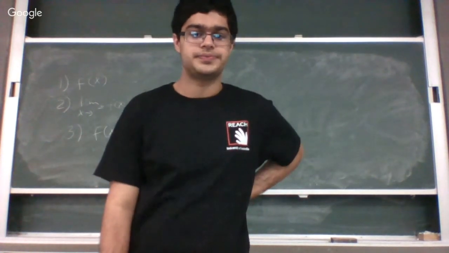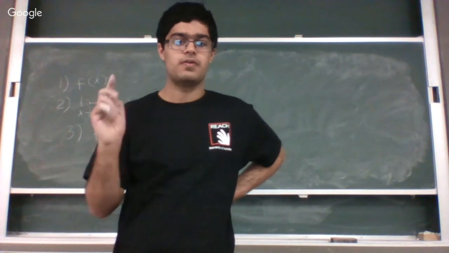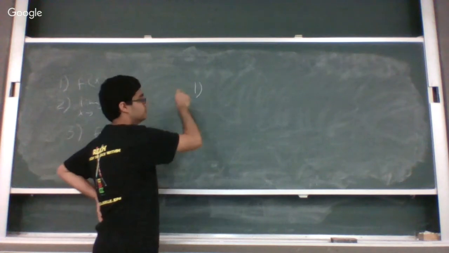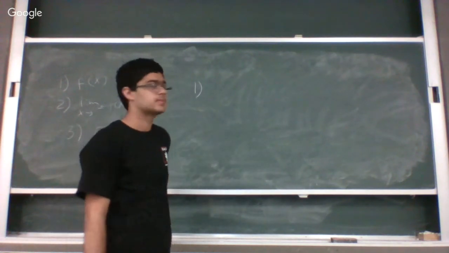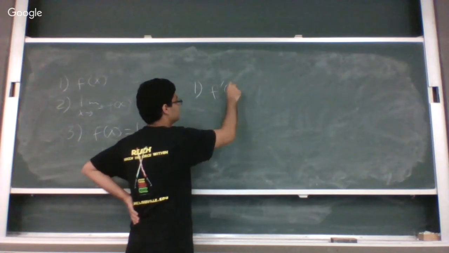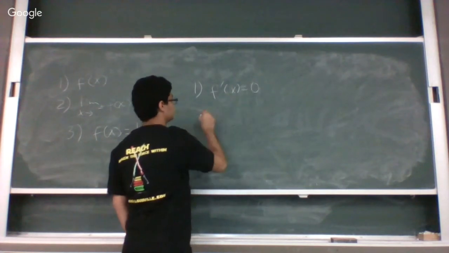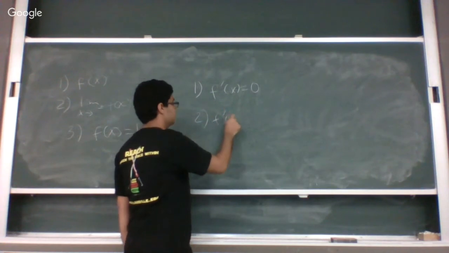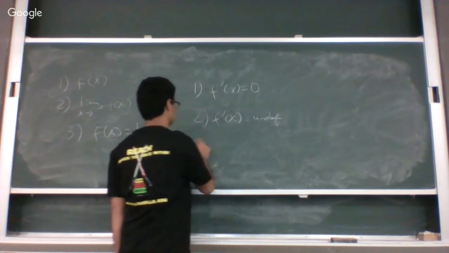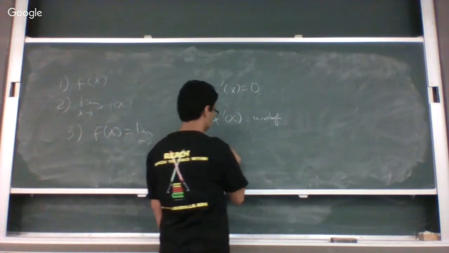And then, what are the 3 things that you check for max and mins? F prime of x equals 0, and then f prime of x is undefined. And then the endpoints.